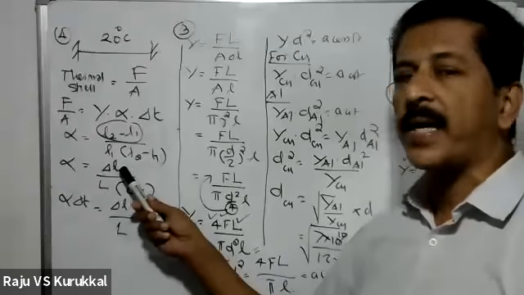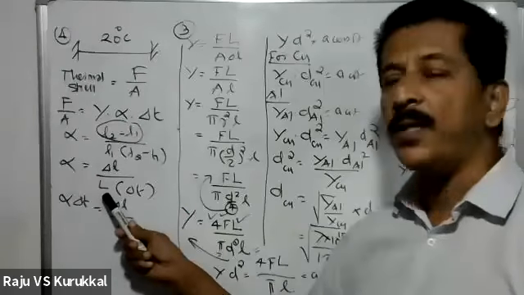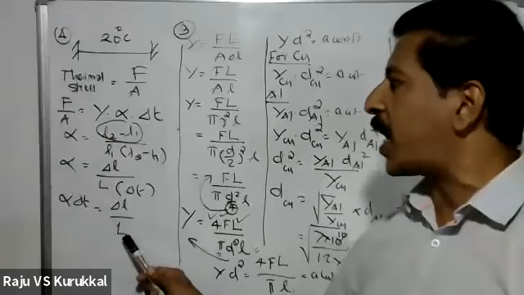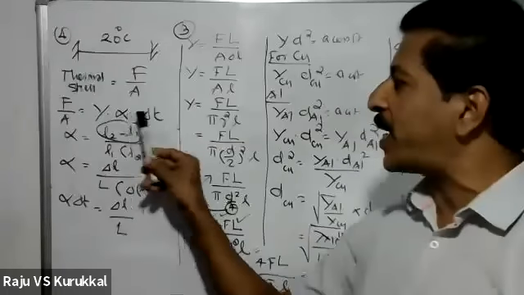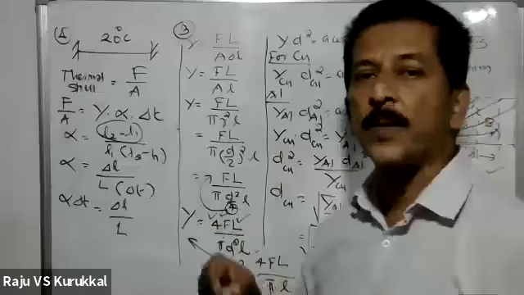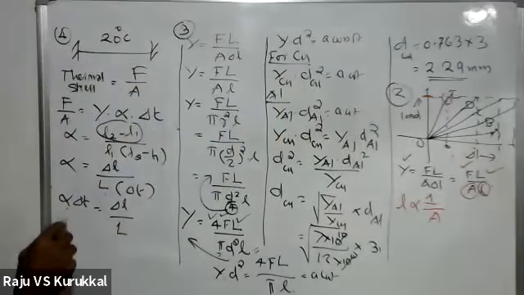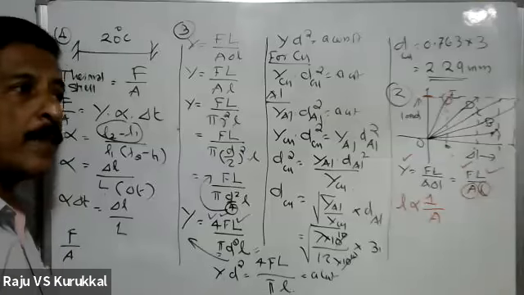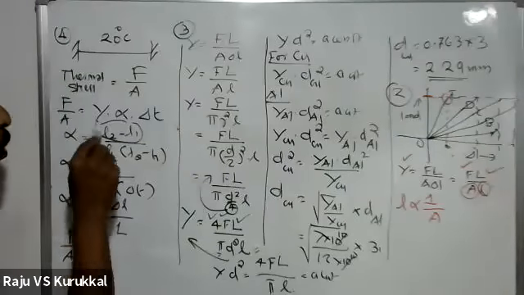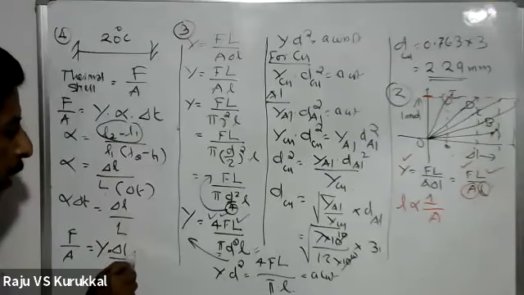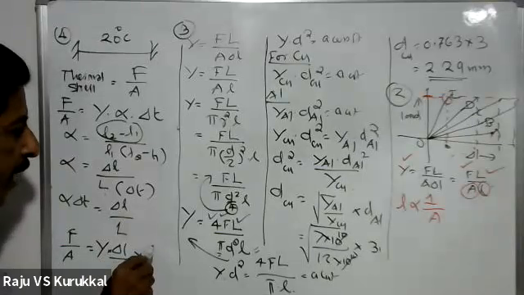അപ്പോൾ ഹിയർ alpha equal to change in length delta L divided by original length into rise of temperature. അപ്പോൾ alpha delta t is equal to delta L by L. Now, alpha delta t ന് പകരം we can substitute delta L by L in this equation. Now, substitute here. Therefore, F by A is called as stress. F by A is the stress. This is equal to Y into delta L divided by L.